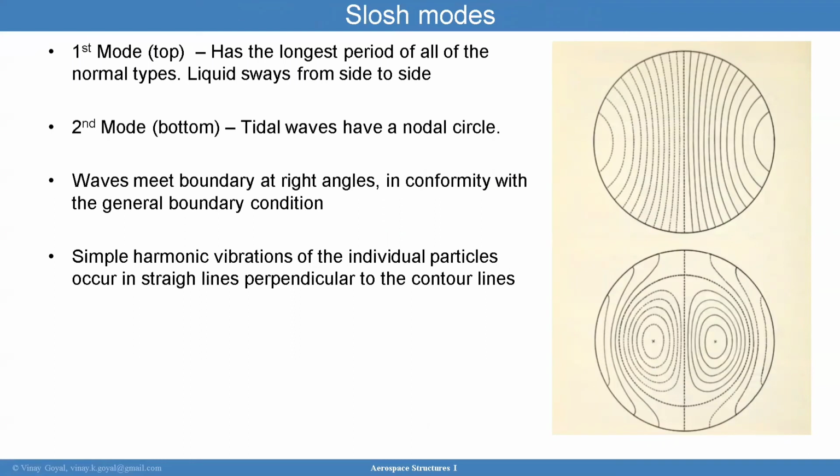Here are some of the modes that you can see in slosh modes. The first mode has the longest period of all the normal types. The liquid here sloshes side to side. The second one is more like tidal waves, which have a nodal circle. The waves typically will meet at boundaries at a right angle. So you can see here's a right angle, almost like a right angle, and that makes sense for the boundary conditions.